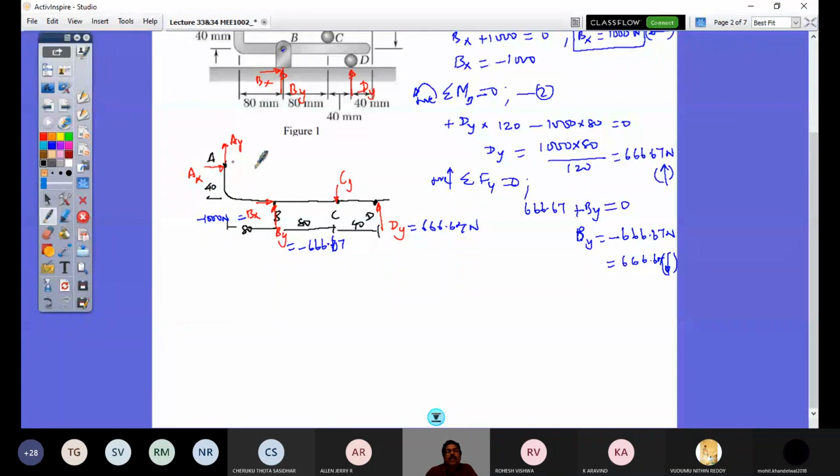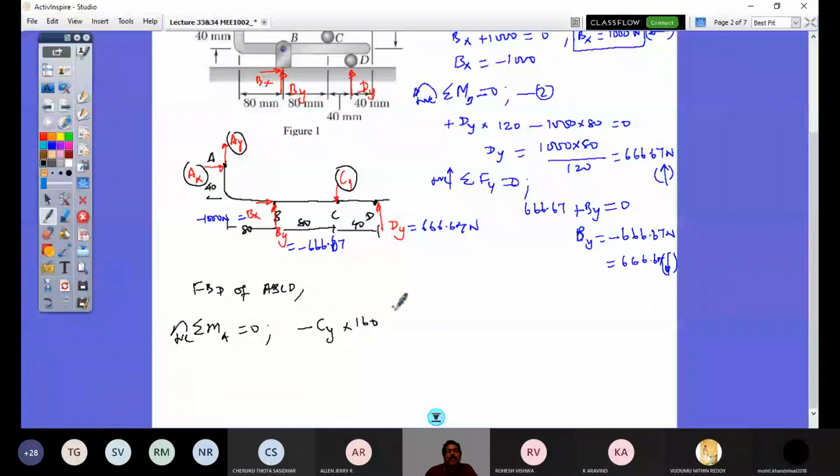So how can I find that? I can take moment about point A and find out Cy. So now coming to this free body diagram, the FBD of AB, CD, I would take moment about point A equating to 0, and I can solve for Cy. So here the Cy direction considered is acting down. So Cy into this distance creates at point A a clockwise moment. So minus Cy into the distance, which is 160 mm.